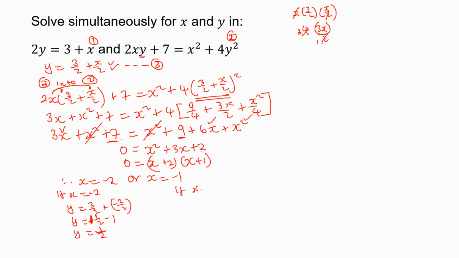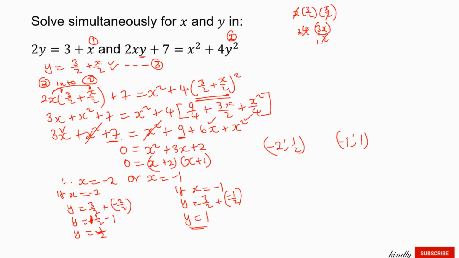And then if x is equal to negative 1, so y is equal to 3 over 2 plus negative 1 over 2. But if you check, this is 1.5, then you subtract half. What do you remain with? 1. But you can even use your calculator. So we have the answers here. If x is negative 2, y is half. And then if x is negative 1, y is 1. Okay, so that's what you're supposed to do there for the simultaneous equations. We are going to meet when we do question 1.3.